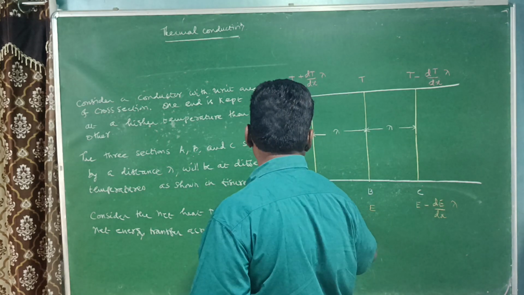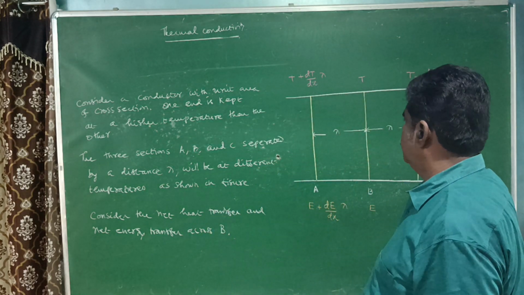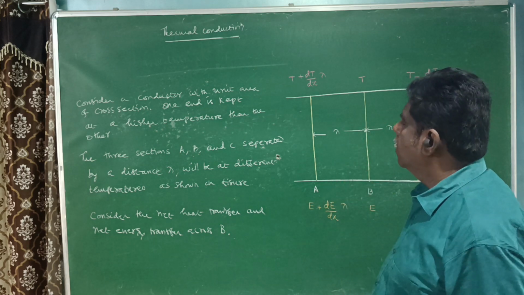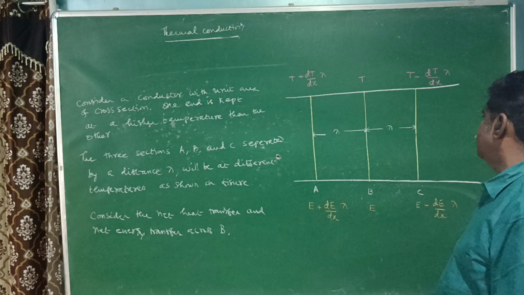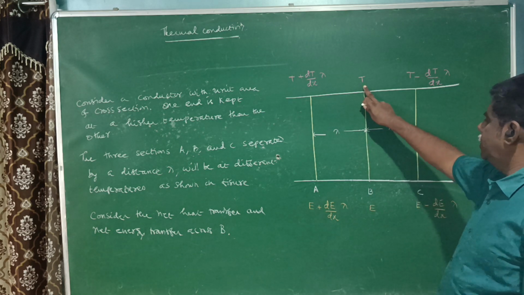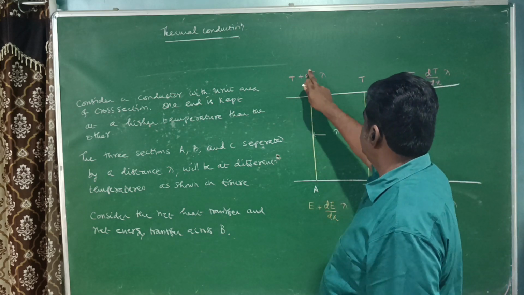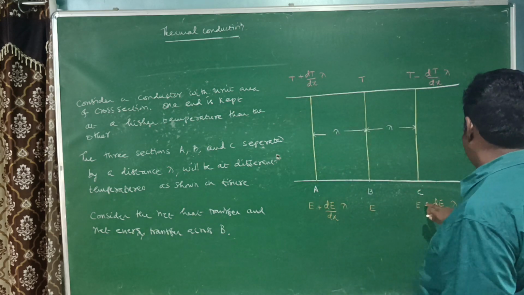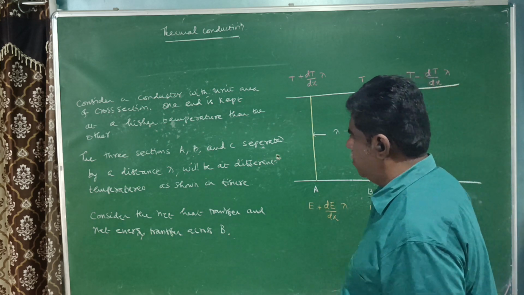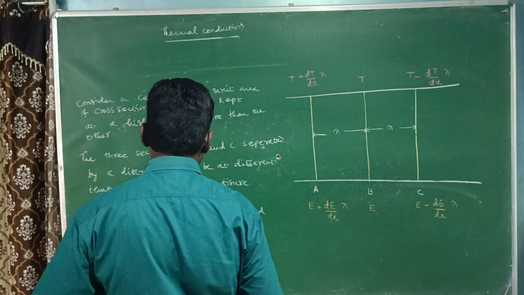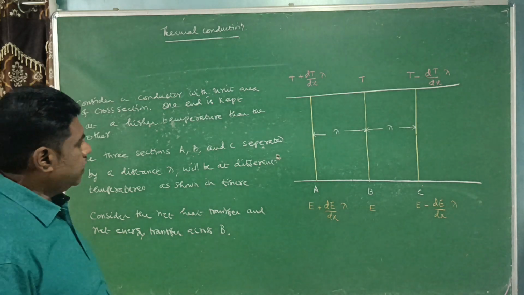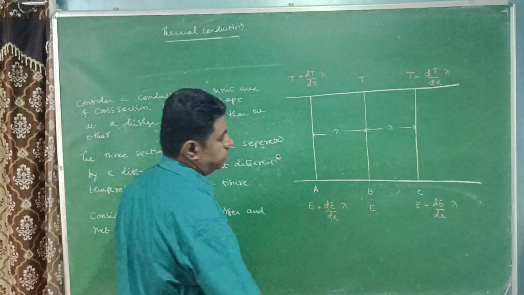There are three sections A, B and C separated by a distance lambda, the mean free path, at different temperatures as shown in the figure. See, B is at a temperature T, A is at a temperature of T plus dT by dx into lambda, whereas C is at a temperature of T minus dT by dx into lambda. Now we have to consider the net heat transfer and net energy transfer across B.